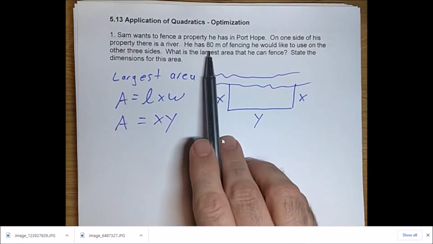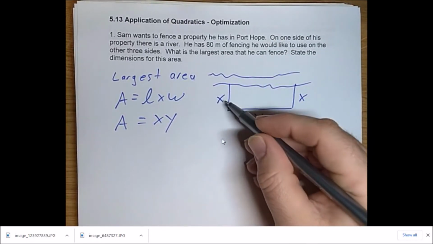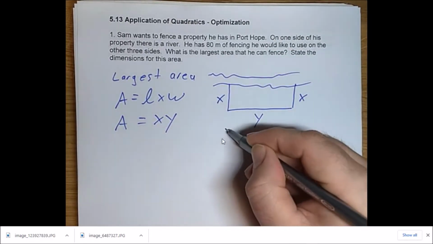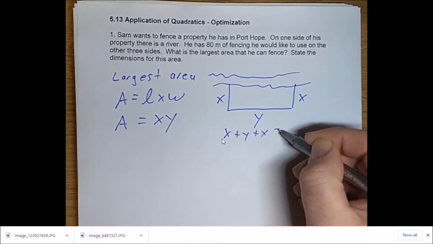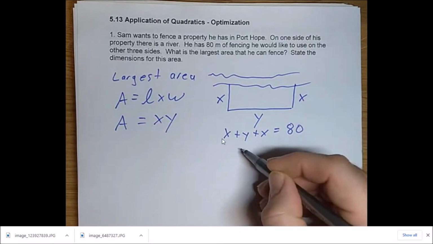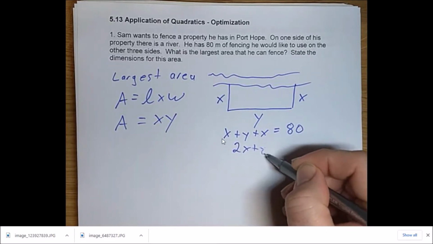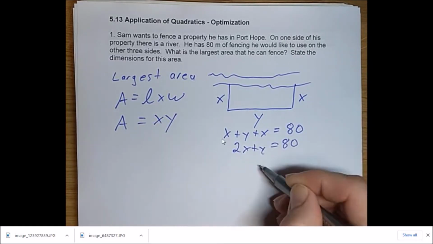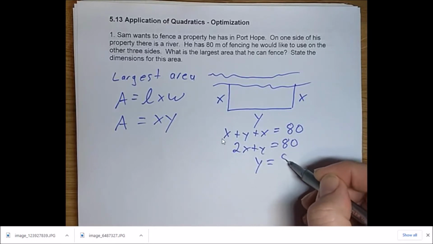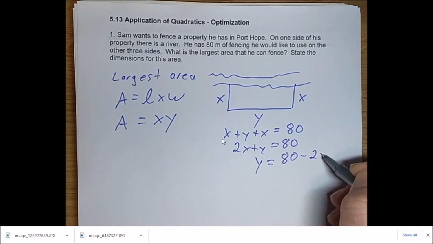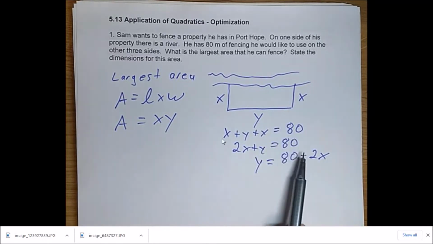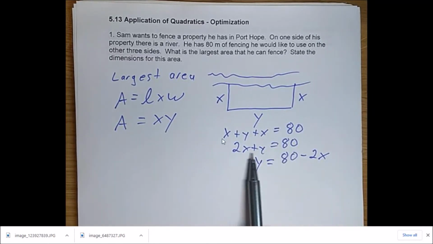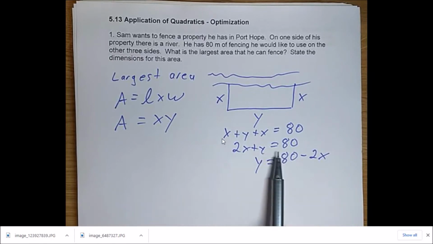We notice he has 80 meters of fencing. So X plus Y plus X equals 80. Oh, that's like 2X plus Y equals 80. Well, we can go Y equals 80 minus 2X. So we can just rearrange it. We know that X plus Y plus X is 80, and then we can put the two X's together. So 2X plus Y is 80.